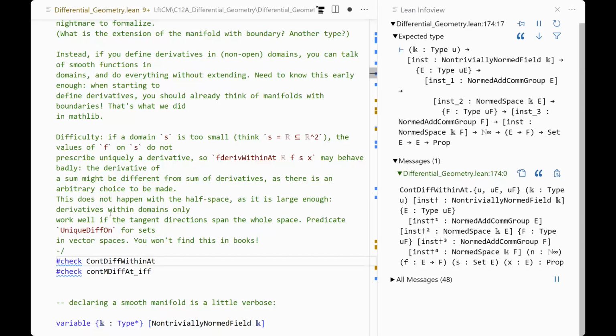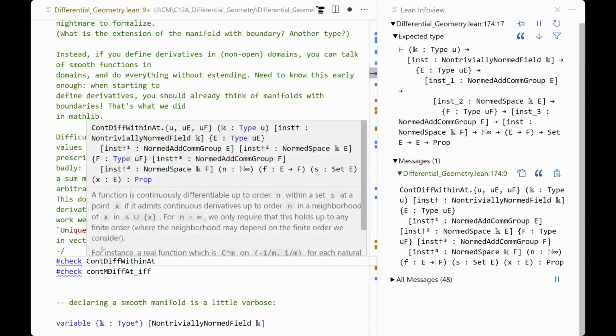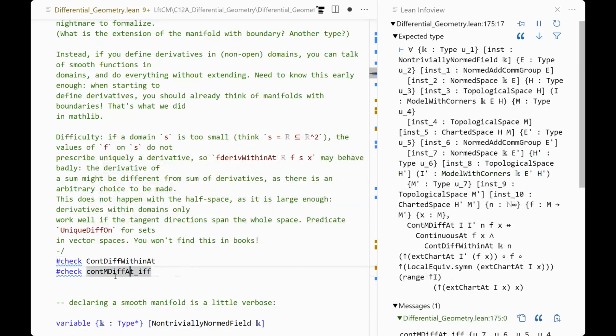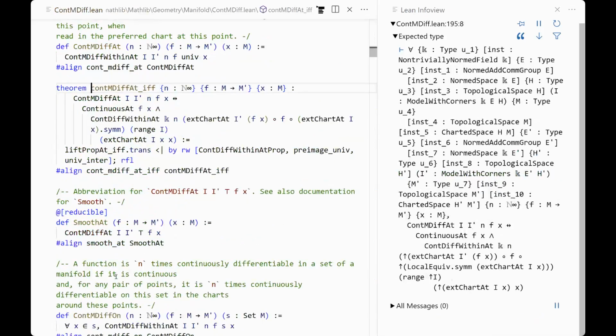From this setup, in Mathlib we have the notion ContDiff, which is for maps between vector spaces or normed spaces to be differentiable. And then we have ContMDiff, where the M, of course, stands for manifold, which is for a map between manifolds being differentiable. This is a bit ugly to read here, but this is, for example, the characterization.